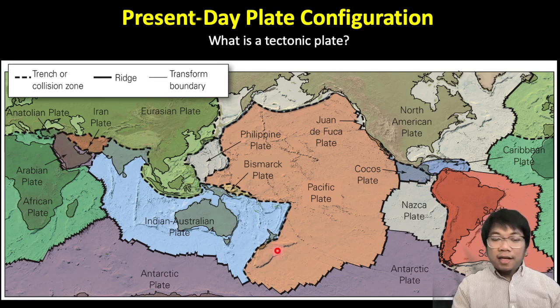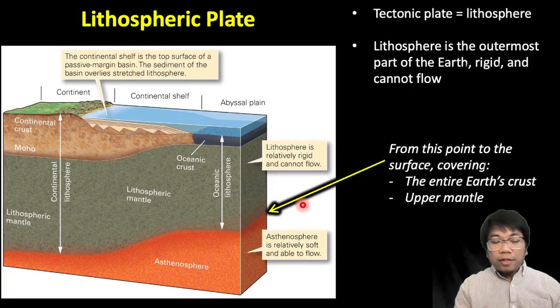So this is the present day plate configuration of the Earth, and each of these colored regions represents a tectonic plate. But what exactly is a tectonic plate? So in order to answer that question, let's take a look at this slide here.